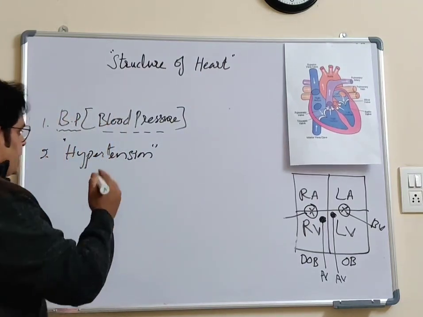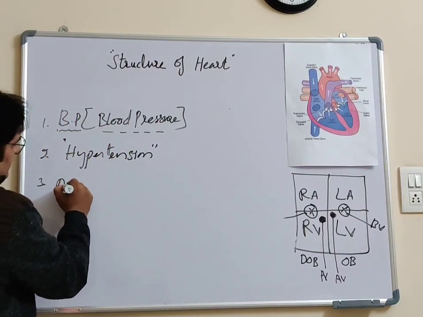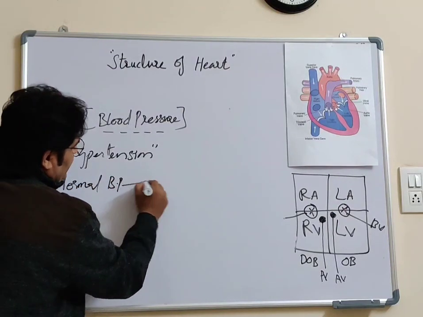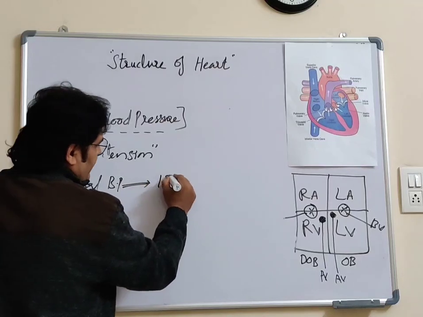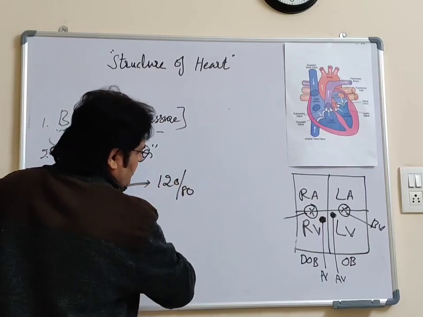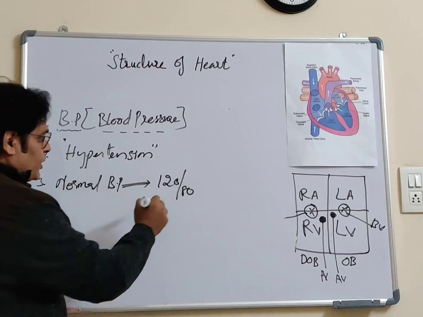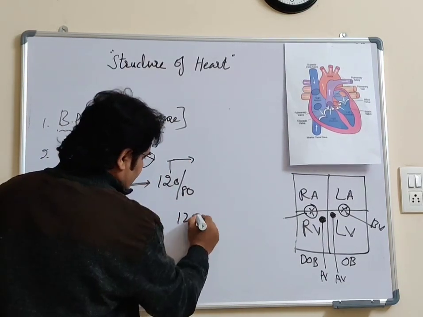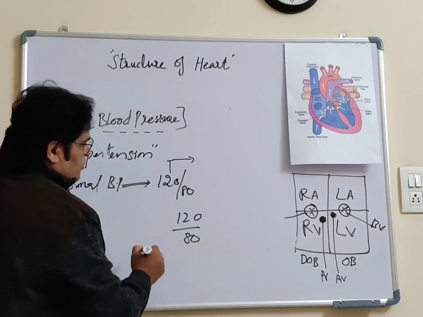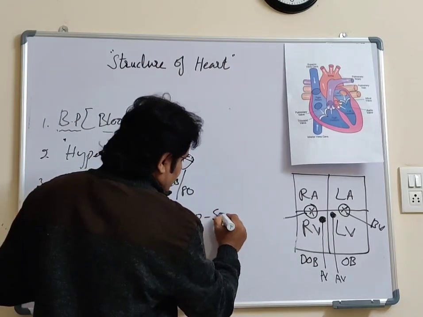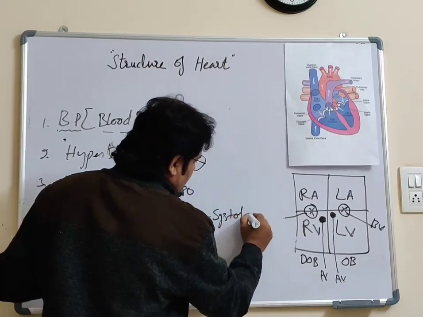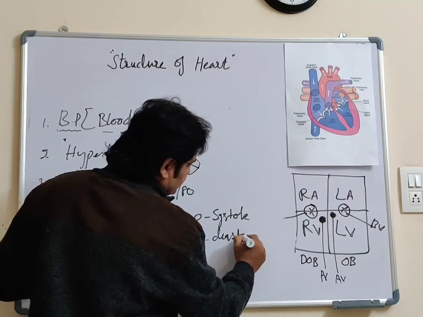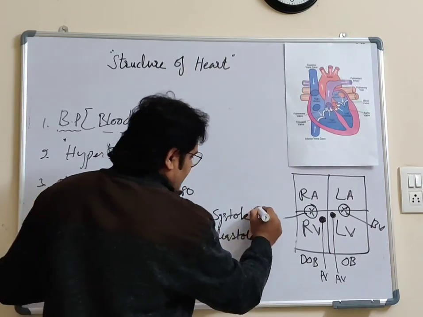So, normal blood pressure. What is the normal blood pressure of a human being? 120 by 80. This is the normal blood pressure of a human being. Clear? What does this 120 indicate? It is written like this, 120 by 80. 120 tells about systole, the systolic pressure. And what is the 80 here? Diastole.